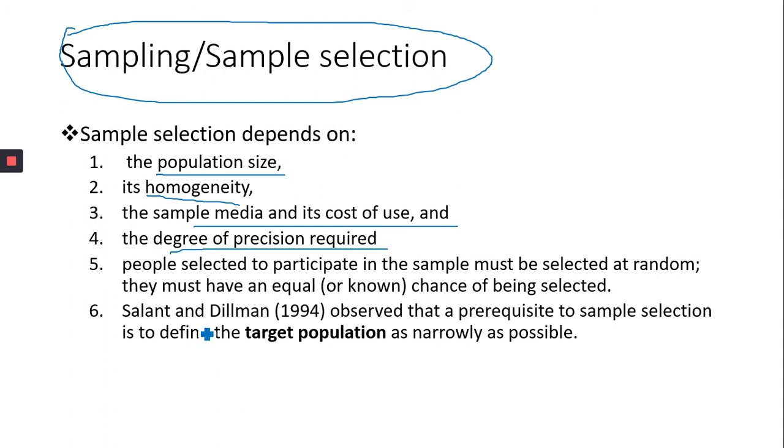Now, Salant and Dillman in 1994 observed that a prerequisite to sample selection is to define the target population as narrowly as possible. In other words, you must have a target population. I'm sure this is self-explanatory. Which population are you concerned with? So that is a guiding principle in selecting a sample.